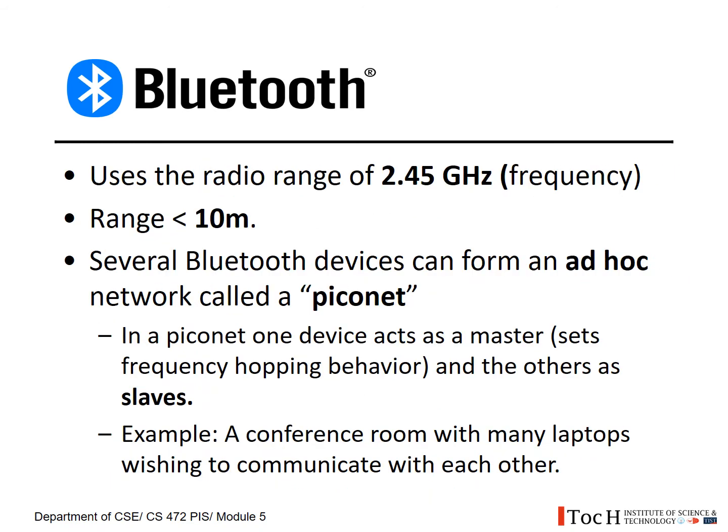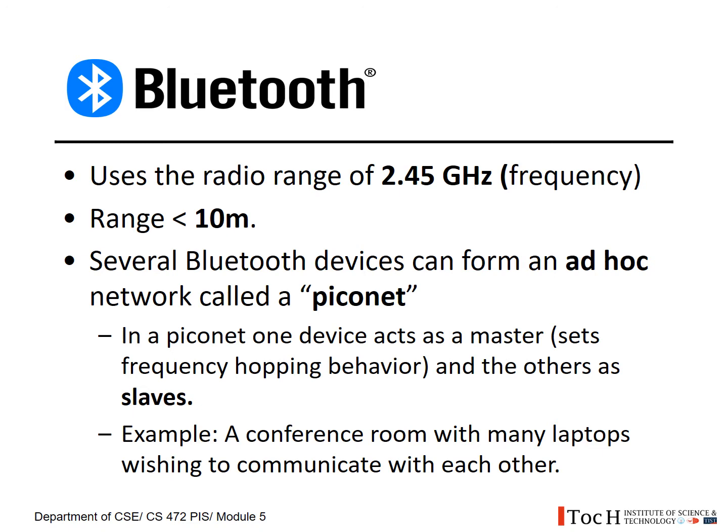Bluetooth uses a radio range of 2.45 GHz, and as I already mentioned, it covers only short distance. The range is usually less than 10 meters. And several Bluetooth devices can form an ad hoc network. Hope you know what an ad hoc network is. A wireless ad hoc network is a decentralized type of network which does not rely on a pre-existing infrastructure. That is, it does not require any router or wireless base station to create the connectivity.